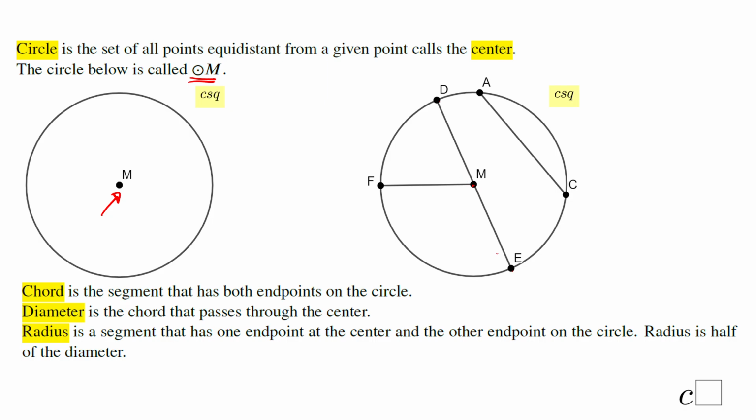Radius is half of the diameter, as I said there. So you can see these two relations here. Radius is half of the diameter, or vice versa, diameter is twice the radius, 2r.